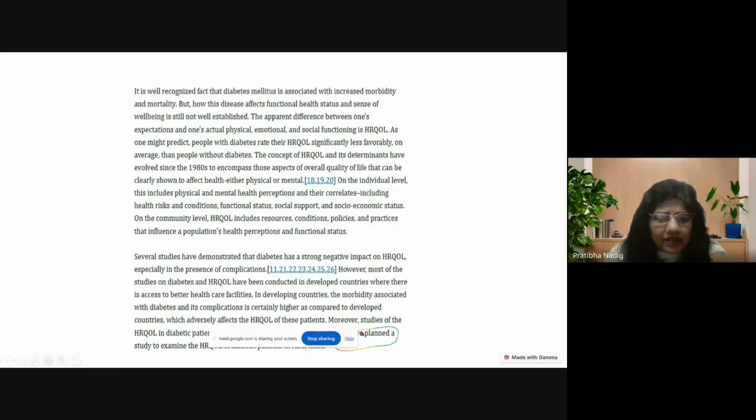And then they say, therefore, hence we planned. See, this is a research paper, so we write in past tense. But when you write a proposal, therefore we intend to do a study. You should write in future tense. In a research proposal, it is future tense. When you complete the study, you write the paper in past tense.